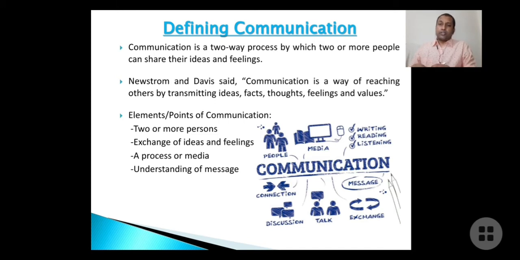What is communication? Communication is a two-way process by which two or more people can share their ideas and feelings. That is a two-way process. One is to send a message and another is to receive the message in return. And another thing is that two or more people must be engaged.